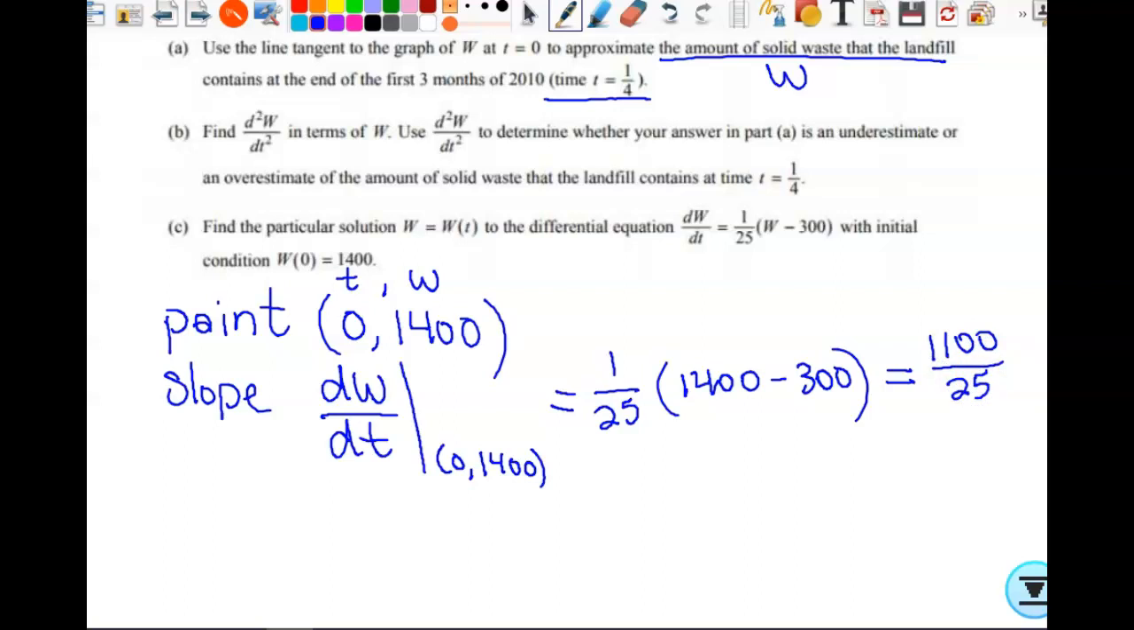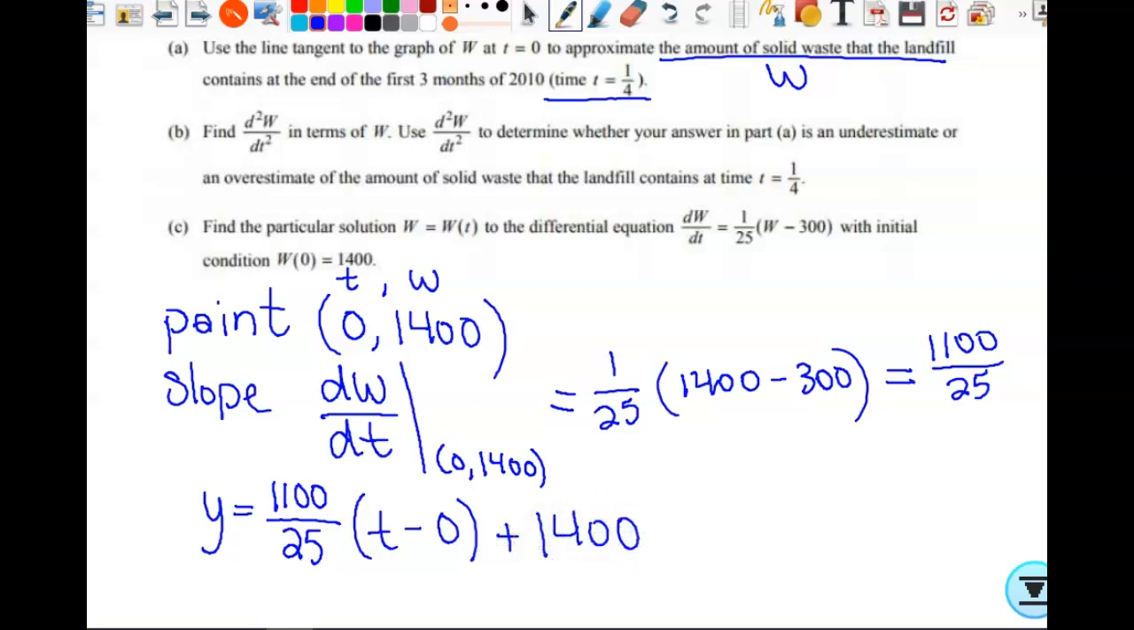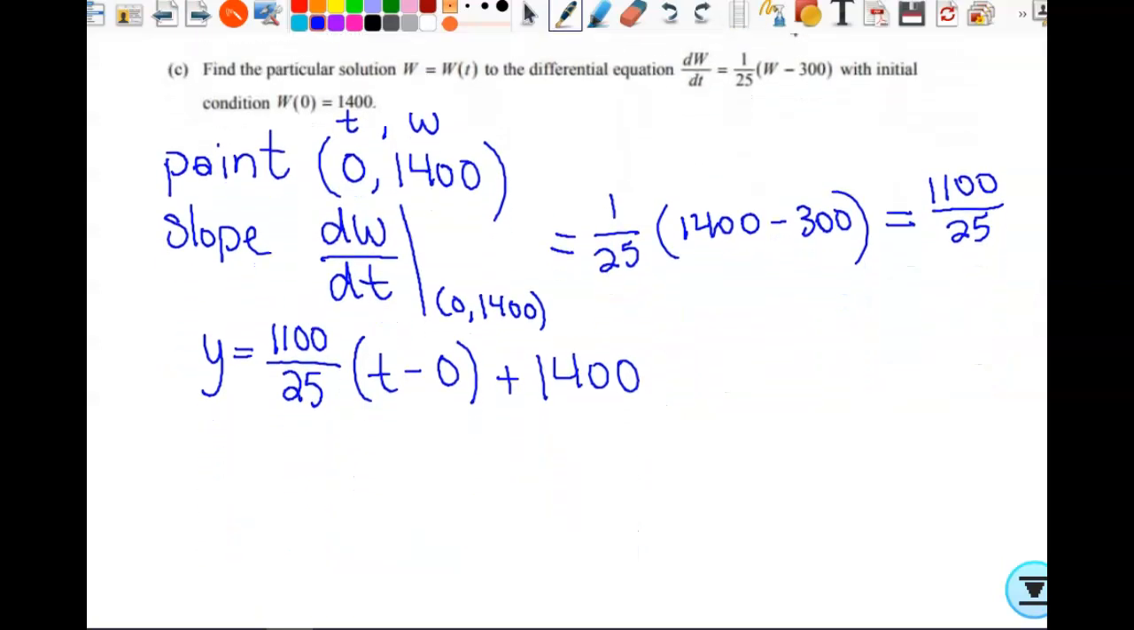Everybody good? Now I'm going to write the equation of the tangent line. Y equals our slope, 1,100 over 25, times the quantity t minus 0, plus 1,400. We don't want to call this W because we are not writing the equation of W right now. We're going to do that in part C. So don't call this W.